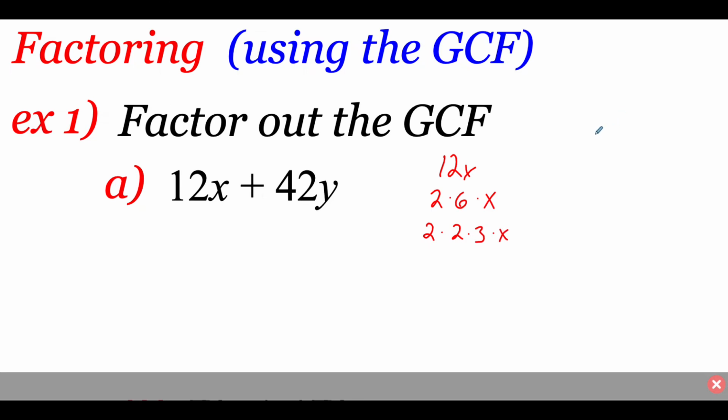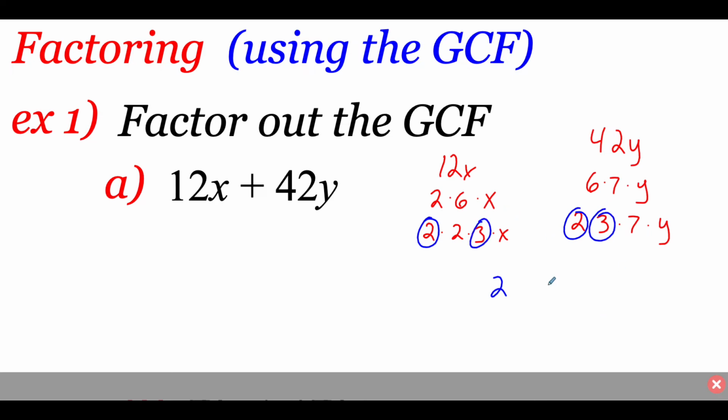Now let's talk similarly about the 42y. Now 42 could be 6 times 7, and we've got this y, so I'm going to put times y. 6 breaks down. 6 is 2 times 3, but then I still have this times 7, and I have this times y. So when we're looking for a greatest common factor, we're looking for the things that are common to both factored out forms. So if we look, we have 2's in common, so I'm going to take the 2, and I have 3's in common, so I'm going to take the 3. And we're going to multiply those common factors together. So the greatest common factor between 12x and 42y is 6.